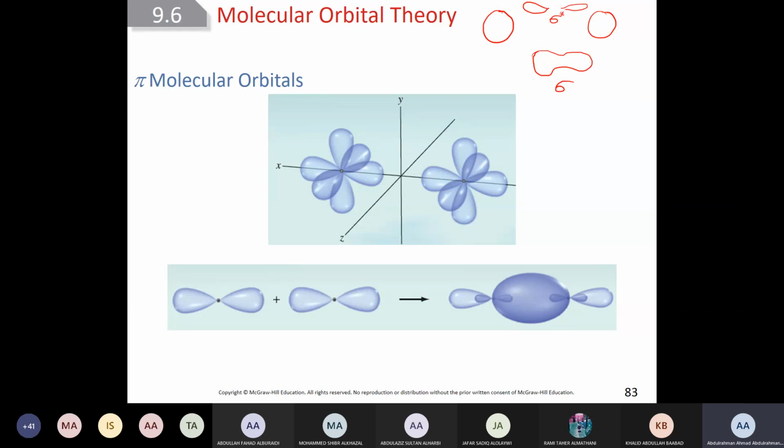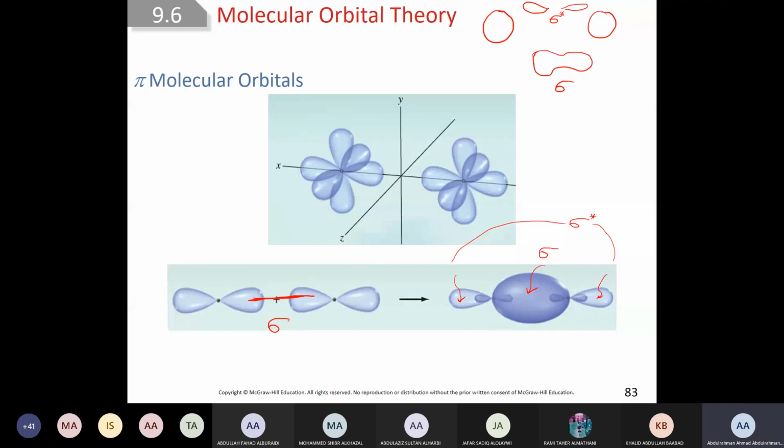When we have p with p, if they are connected like this, what type of bond is this? Sigma. Again, it's sigma. And it will give us this shape, which is the dark blue. Dark blue is the sigma. And it will make sigma star, which is the blue. They're not two, but one thing like this, and this will be the sigma star.